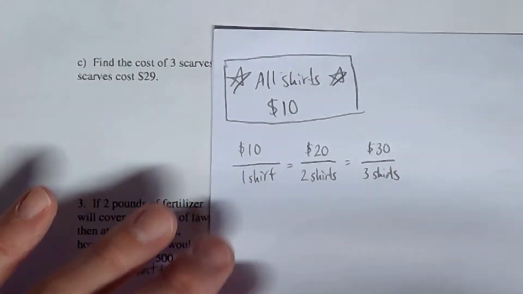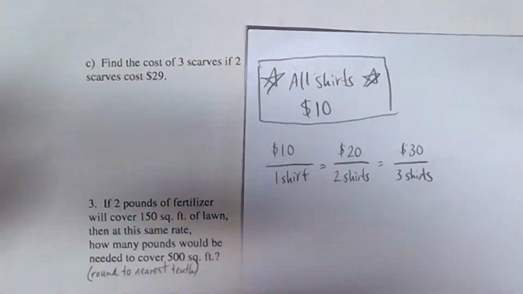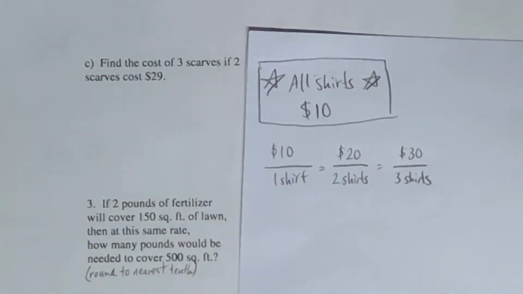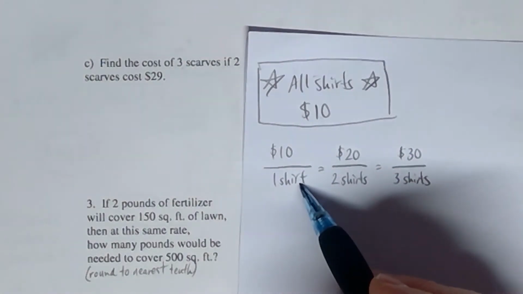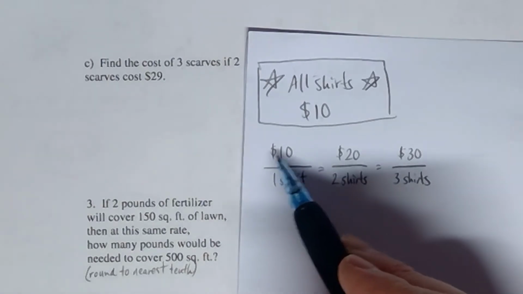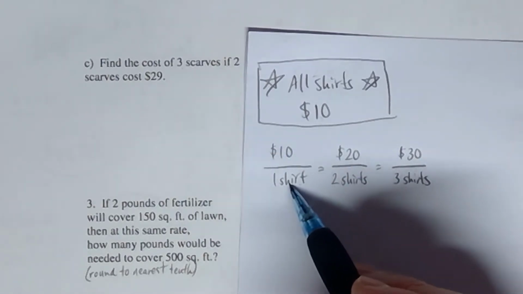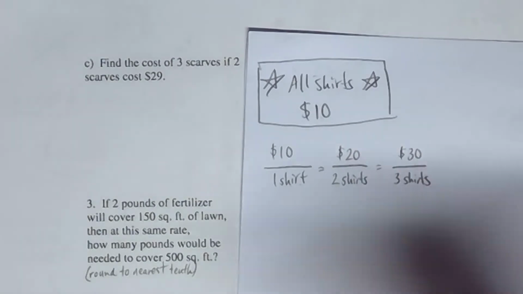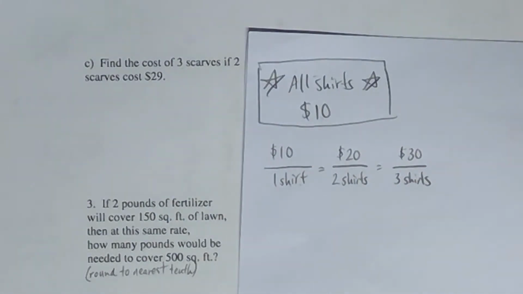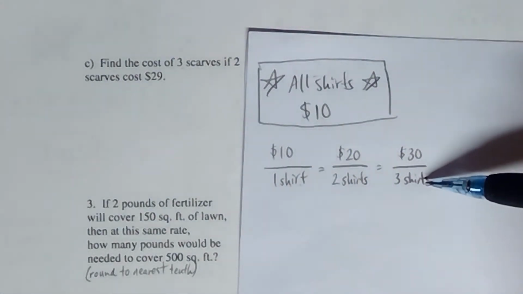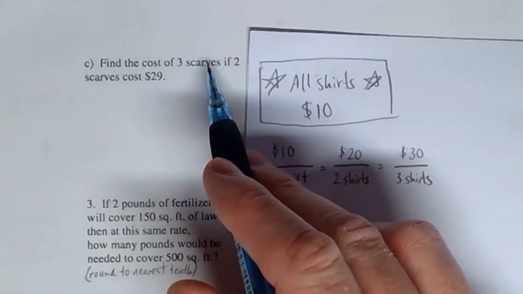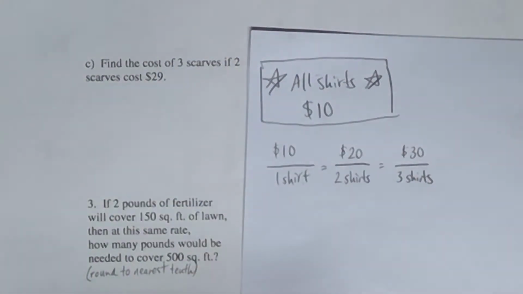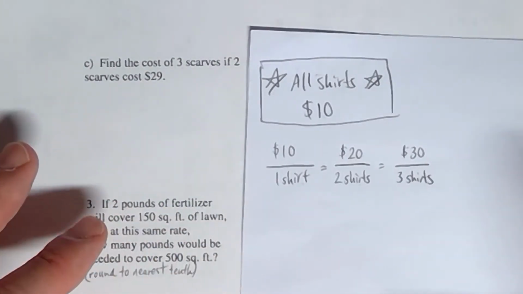So that's what I'm trying to say here, is that when you have one of these problems where all the items cost the same, then if you put the amount of items that you're purchasing on the bottom of the fraction, and then you put the total cost of all of those items, whether it's 1 shirt for 10, or 2 shirts for 20, or 3 shirts for 30, doesn't matter, then you can make a fraction for this problem no matter how many shirts you buy, or in this case, no matter how many scarves you buy.